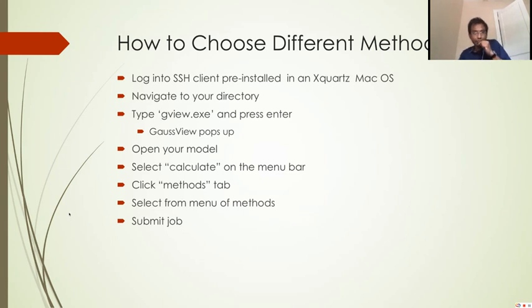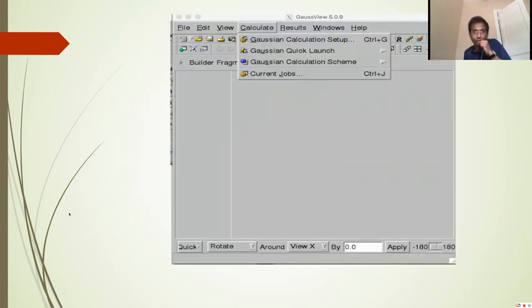Next slide, please. So for calculation, you have to do the Gaussian calculation setup. A lot of options are here, like Gaussian calculation setup, Gaussian quick launch, Gaussian calculation scheme, current jobs. So basically you have to set the Gaussian calculation setup. Next slide.